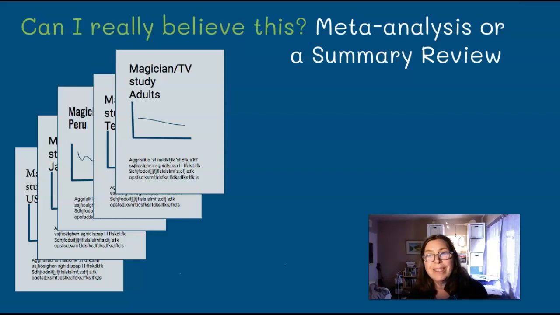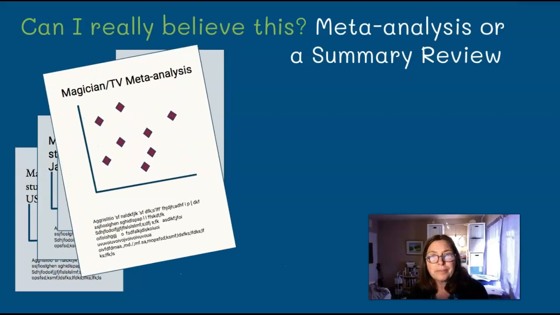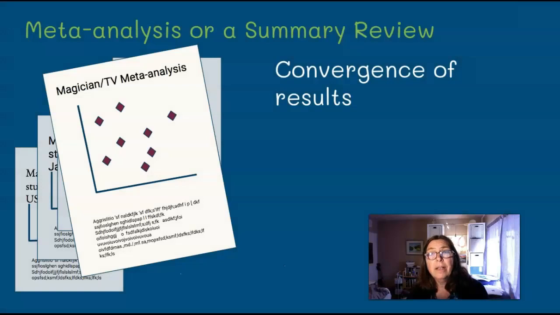A summary review is not so technical. You just read all the 20 studies, you find out, oh, well, 17 of these good studies say there is a relationship between watching magic on TV and becoming a magician, and 3 say no. Well, 17 is more than 3. I think I can go with the 17. That's what a meta-analysis or summary review does. There it is. To sum up, a meta-analysis or a summary review is looking for a convergence of results.